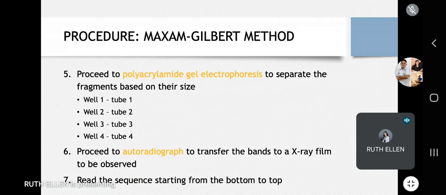So sa well 1, ilalagay natin yung sample natin sa tube 1, well 2, tube 2, well 3, tube 3, well 4, tube 4. Okay? Then we proceed to autoradiograph, para ma-detect and to visualize yung mga fragments natin. So, ita-transfer natin yung mga bands from the gel to an X-ray film. Then, we read the sequence starting from the bottom at the 5' end, going to the top sa 3' end.